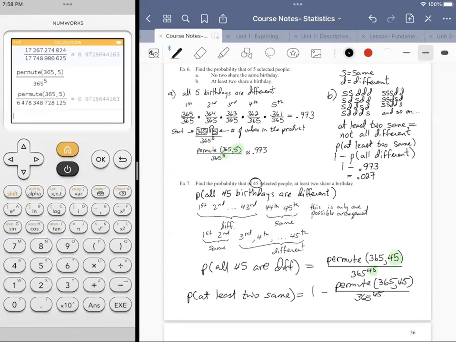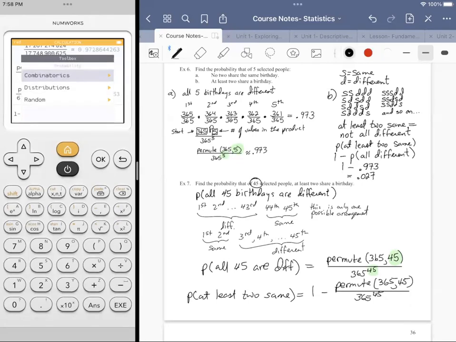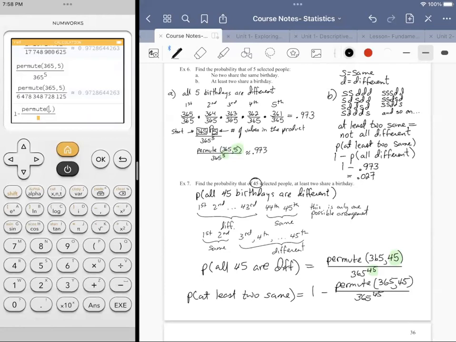All right, so in the calculator, I'd go back into my toolbox. Well, actually, even before that, let me do this. So 1 minus the fraction, in the toolbox combinatorics permute 365, 45, and then 365 to the 45th power. And so let the calculator do the heavy lifting. It'll give you a decimal, but it should be something that you could work with.